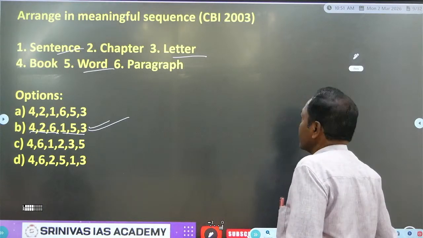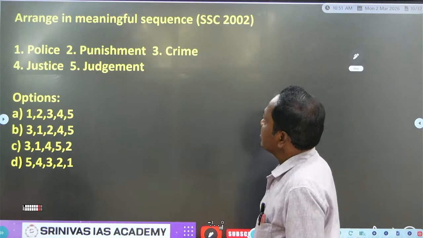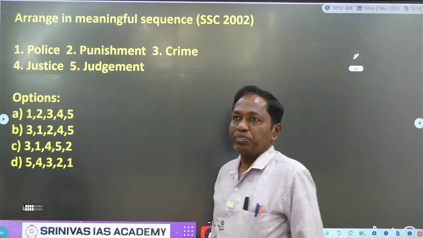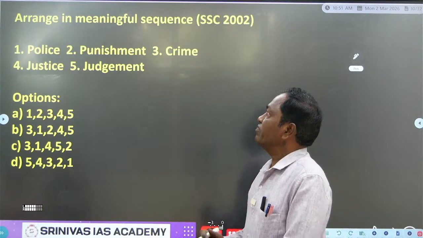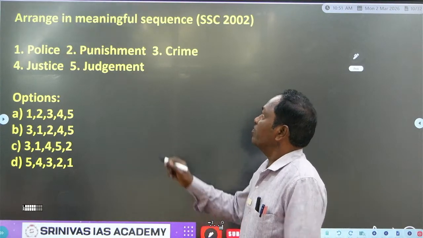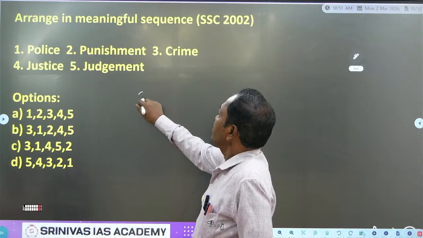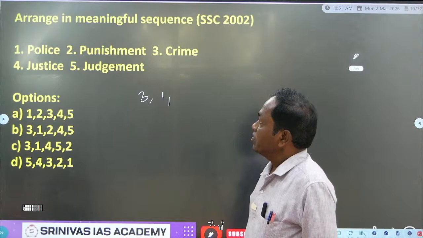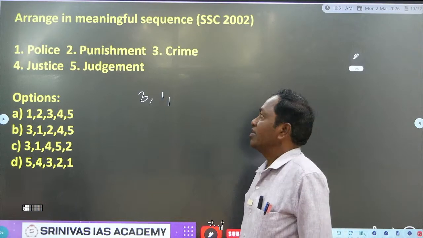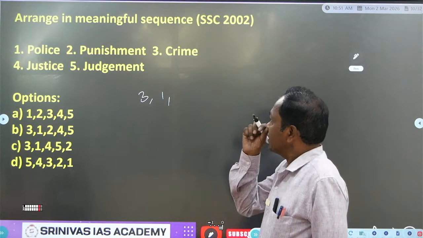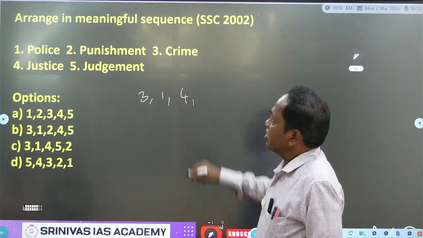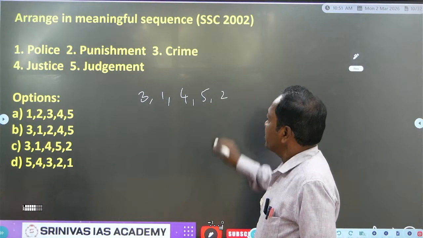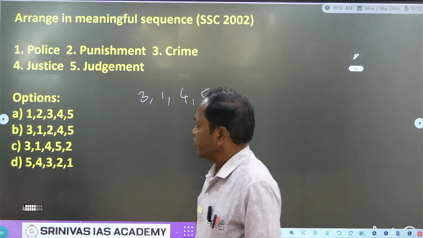So, next you can see, arrange in a meaningful sequence: police, punishment, crime, justice, judgment. First the crime will take place. After the crime, what happens? This is a crime, and police will come. Police will give punishment? No. Police will take to the justice, and justice then gives the judgment, then punishment. 3, 1, 4, 5, 2.